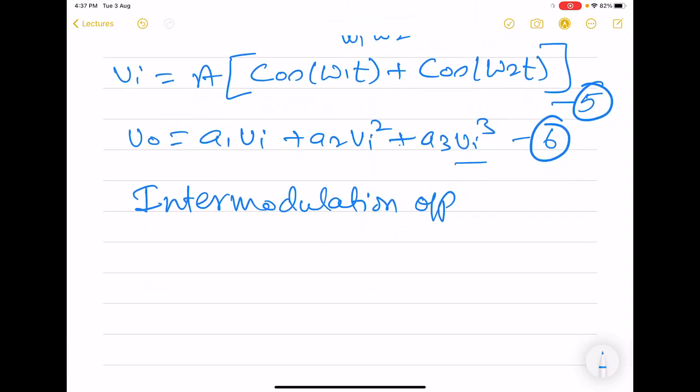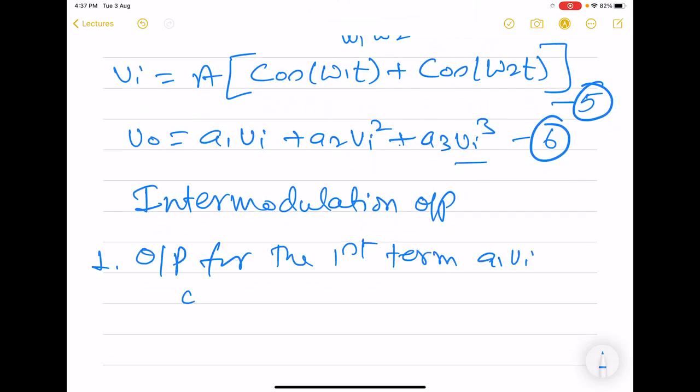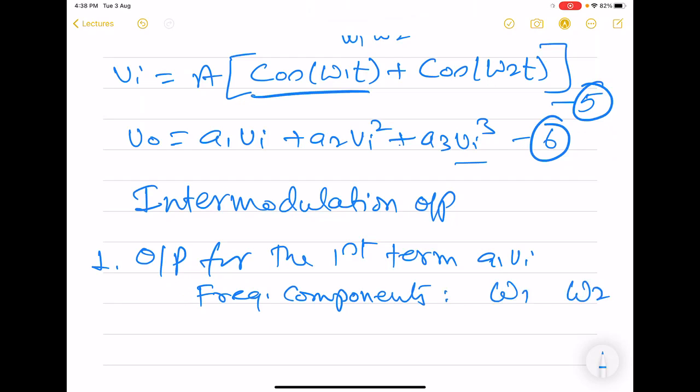So for the first term, that means A1 Vi, the output frequency components are going to be located at omega 1 and omega 2. That means we will continue to get cos omega 1t, cos omega 2t, and these are the desired ones.